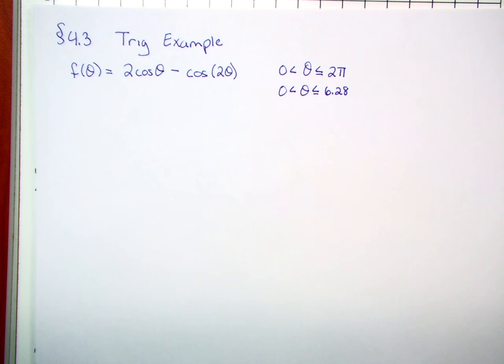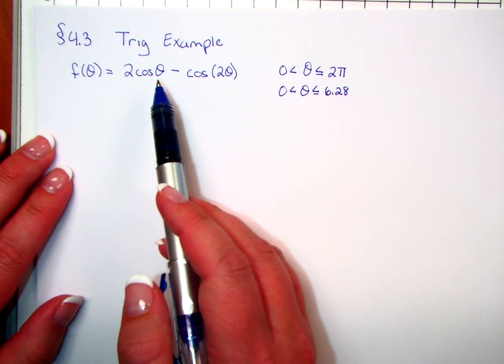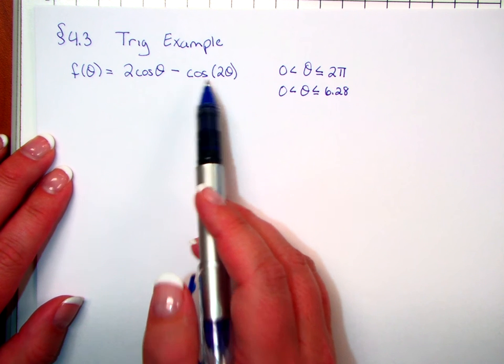Here is your trig example. As promised, this fits number 6 on the online homework that some of you may have struggled with. So I'm choosing to do f of theta equals 2 cosine theta minus cosine 2 theta.